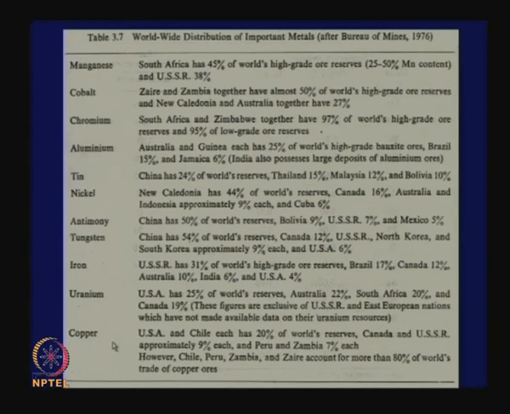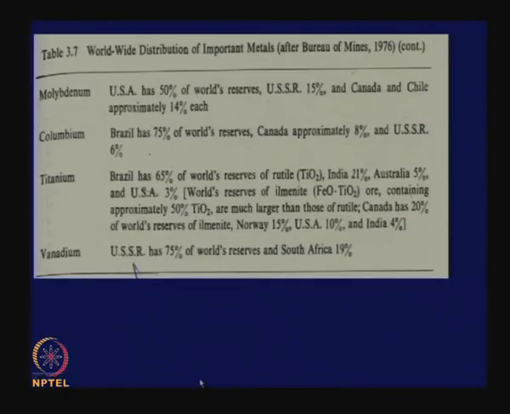Copper, we have some, but we are nowhere amongst the countries which are rich. Same with molybdenum, columbium. India figures very strongly in titanium. We have titanium 4%, I should not say very strongly, but fairly strongly 4%, and something that is not mentioned, India is very rich in thorium. I will come to that later on.